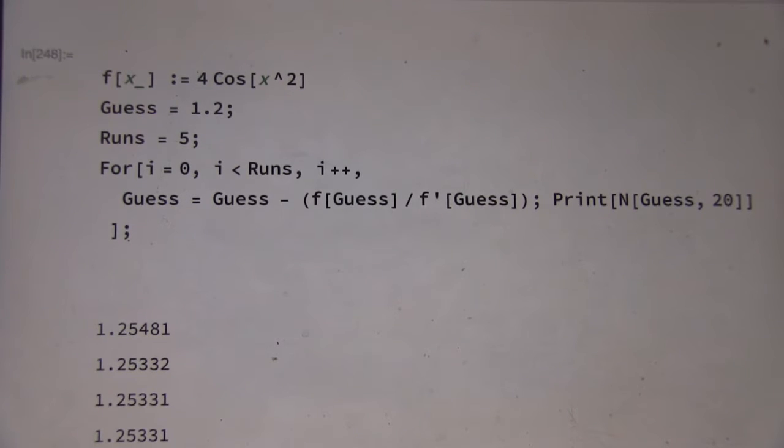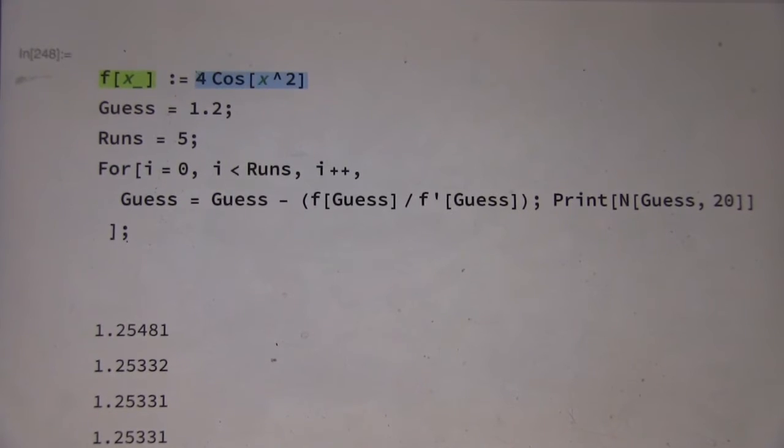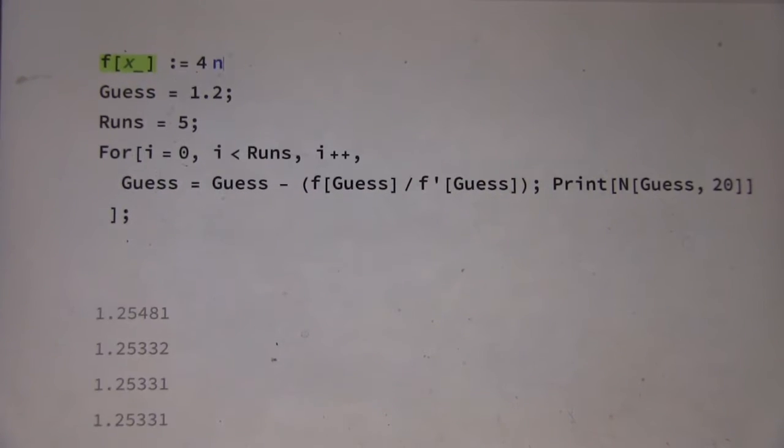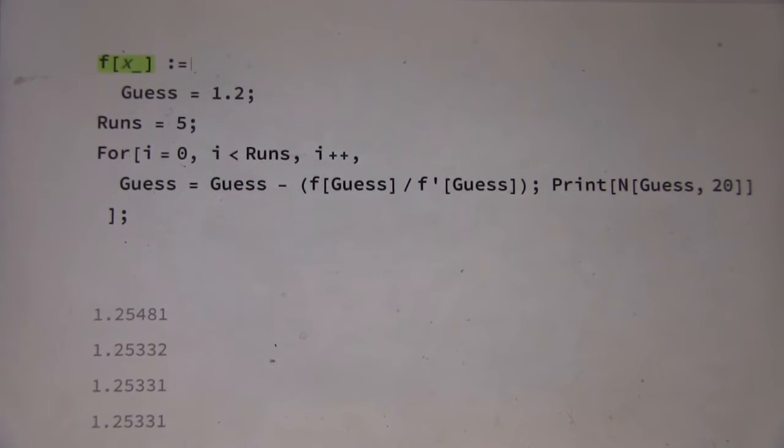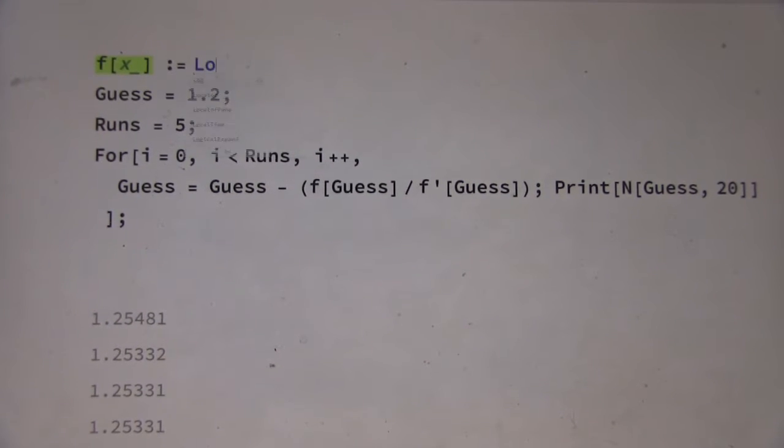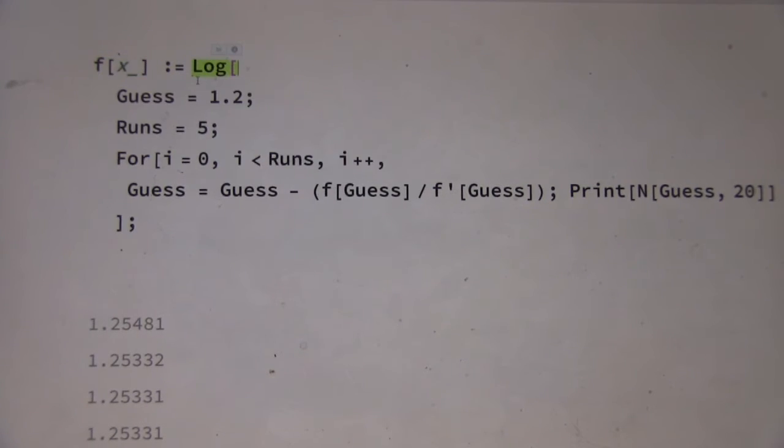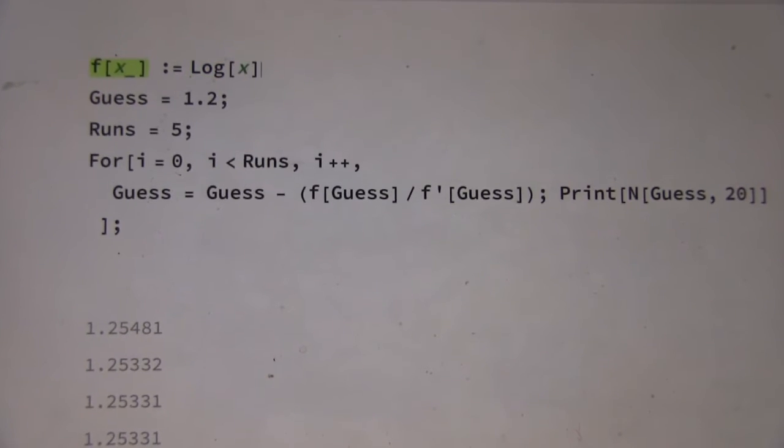Okay, so here I want to use Newton's method to find the value where ln of x equals 6. In Mathematica, ln is log. Just that. So I want to find where ln x equals 6. So how can I use Newton's method to do that?